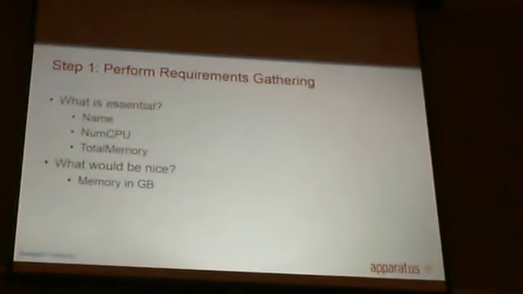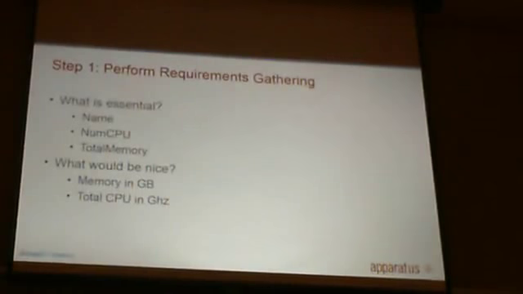I'm very particular. I want to see my memory in gigabytes. It could be in bytes, and I don't want to see something in bytes. It could be in megabytes. I still don't want to see it. If we have 127 or 128 gigs of memory, I don't want to see that in megabytes. I want to see that in gigabytes. The total CPU processing in gigahertz.